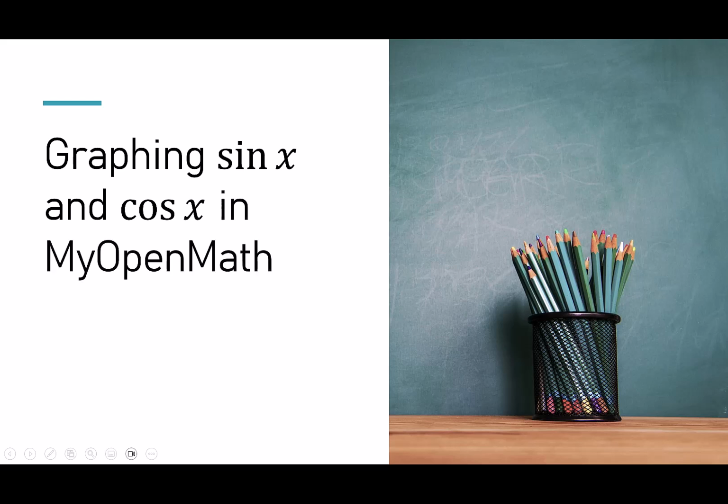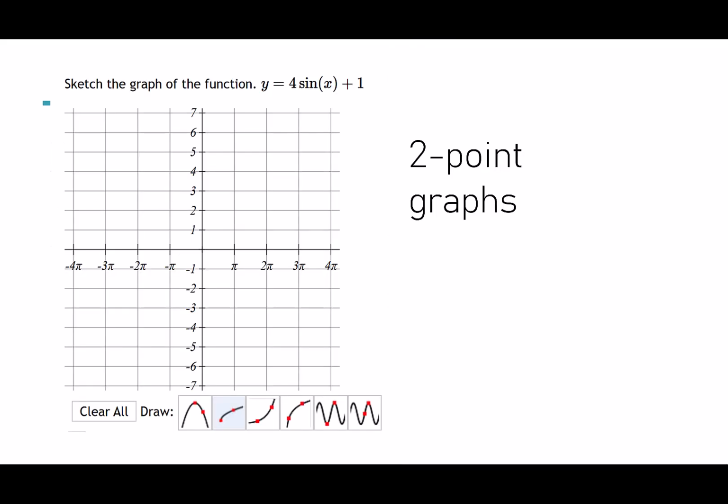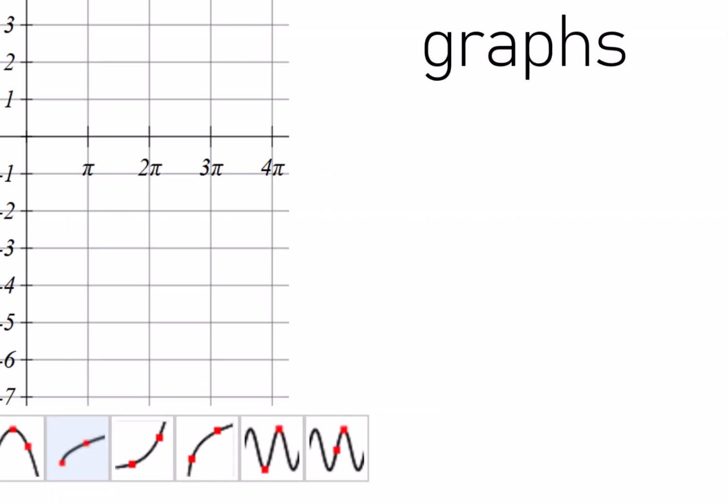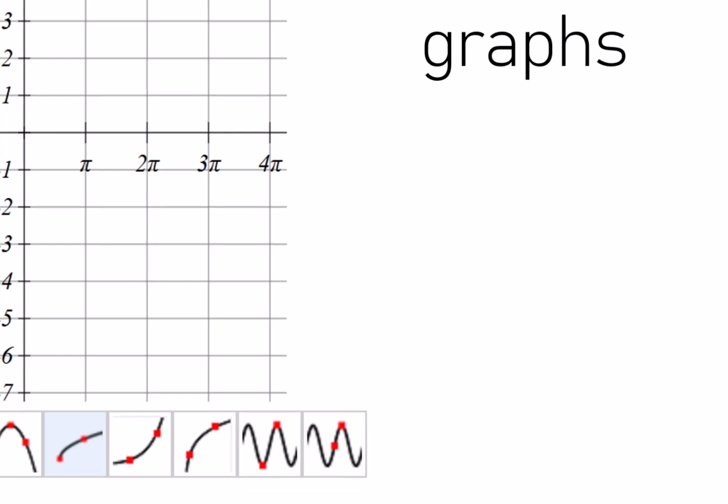Hi everybody, today we're going to look at graphing sine x and cosine x in MyOpenMath. When we graph trig functions in MyOpenMath, we're often asked to do a two-point graph. Notice that all the choices for the graphs show 2 points. We're really looking at the last two choices, which look very similar. So I want to make sure you understand which one is sine and which one is cosine.